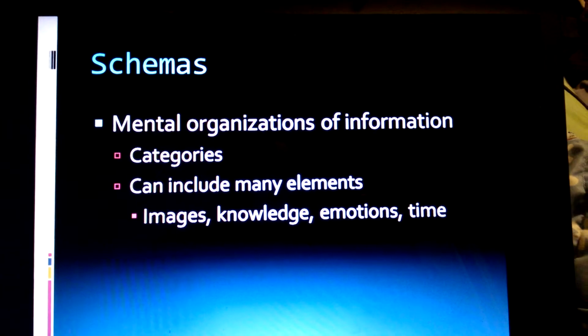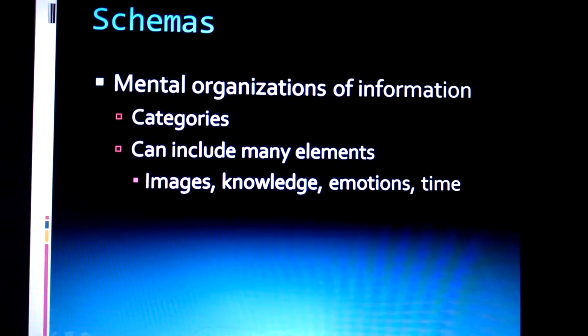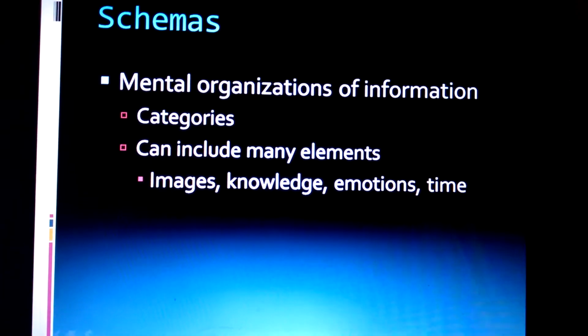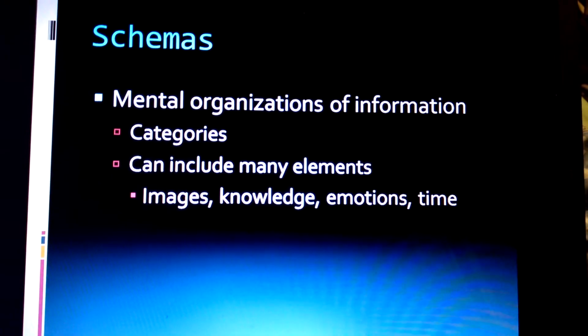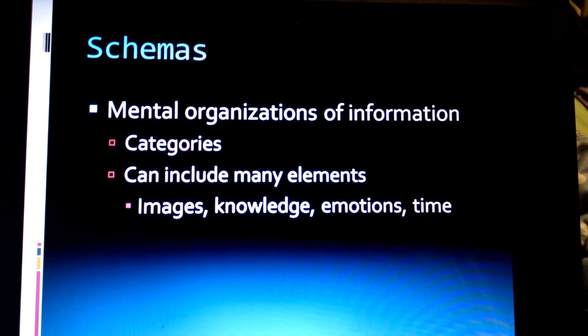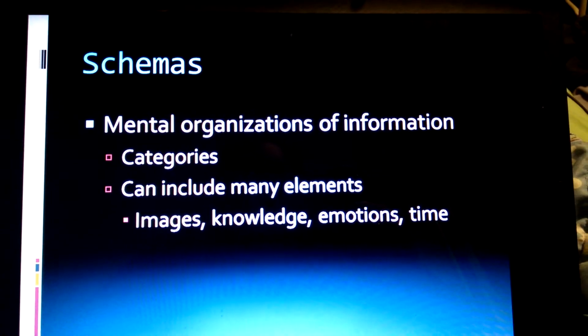Schemas. Schemas are mental organizations of information. Schemas are basically categories. Sometimes the sense of a category is explicit, but sometimes only implicit. These can include elements like perceptual images, abstract knowledge, emotional qualities, and information about time sequence.